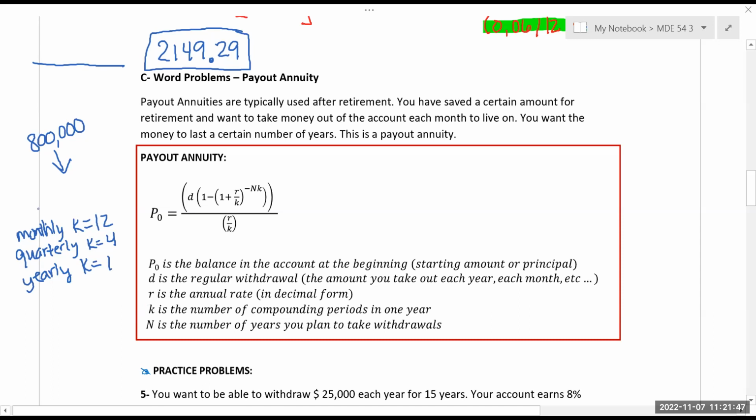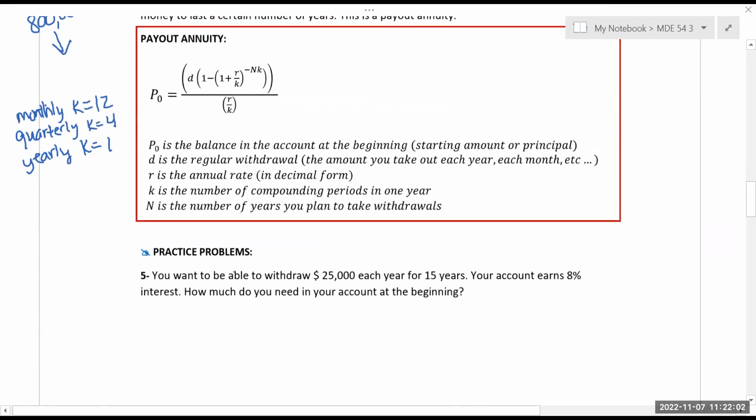So the formula looks like one we were just working on, where you've got some negative exponents and a couple other things going on. So as long as you follow the parentheses and identify your variables correctly, this should go pretty smoothly. And how you know something is a payout annuity is you're taking a regular withdrawal. You're being paid out regularly. So you want to be able to withdraw 25,000 each year. So that's going to be your D.